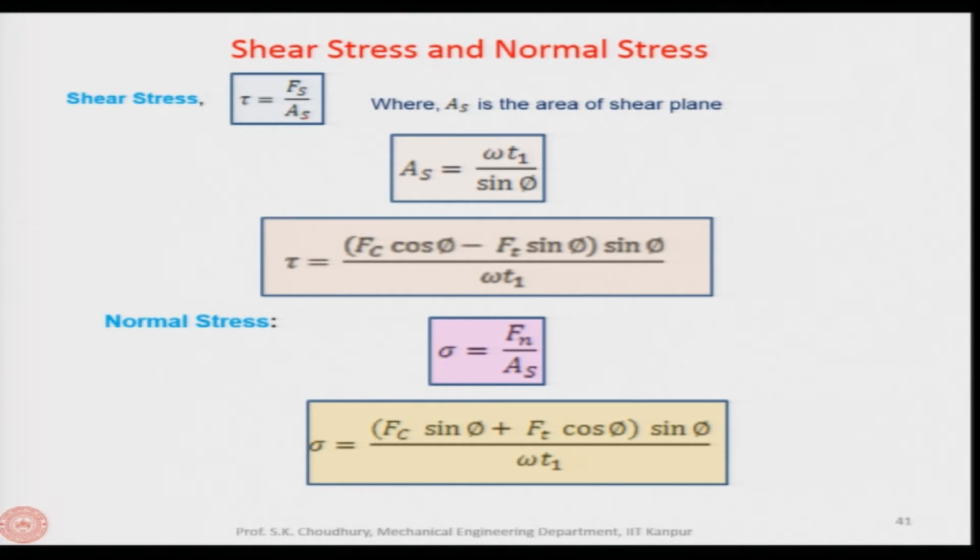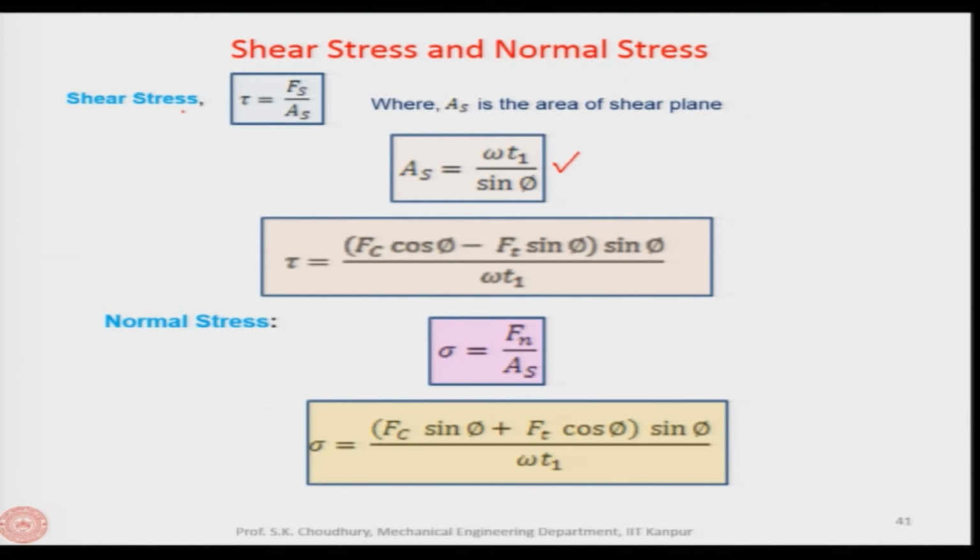Now that we have found Fc, we can find the shear stress as Fs divided by As. As, the area of the shear plane, we have already seen is W T1 divided by sin phi. Area is width into length, and the length is T1 by sin phi. So the shear stress tau can be found from Fs, which we found already as Fc cos phi minus Ft sin phi, multiplied by sin phi, which goes up, divided by As. In the denominator it will be W into T1.